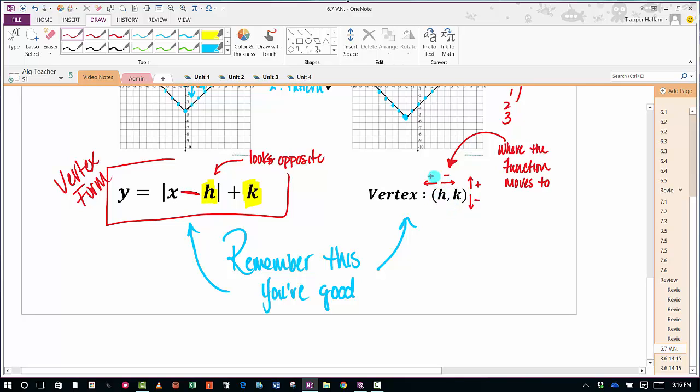H is the tricky one. Positive goes left, negative goes right. K is the one that's familiar. Positive goes up, negative goes down. If you can remember those two things, you're great for graphing.